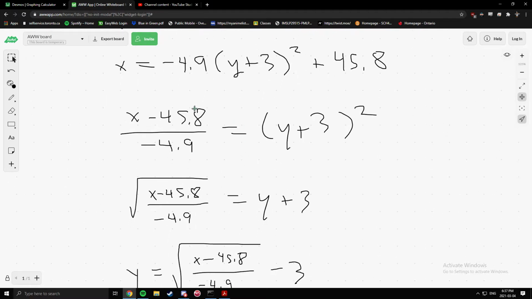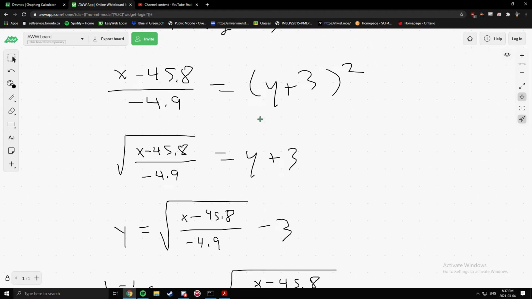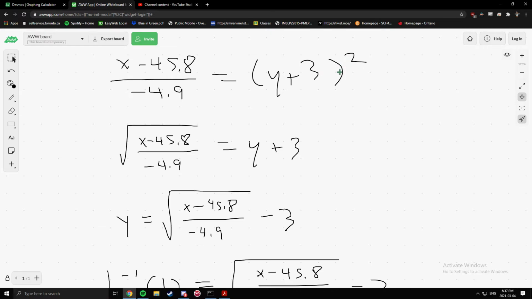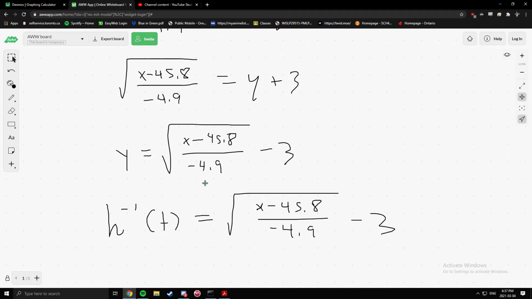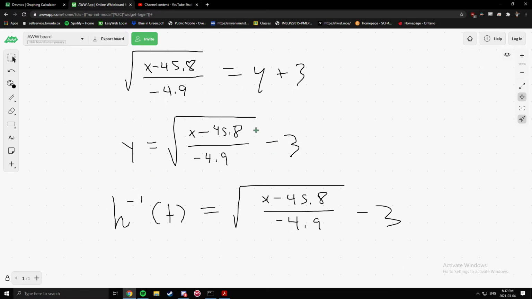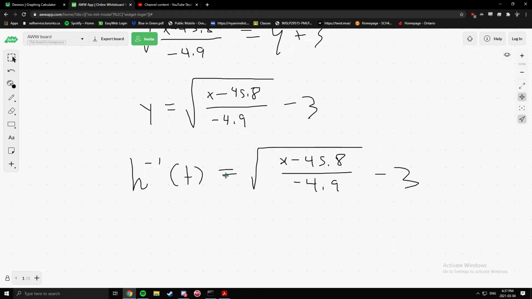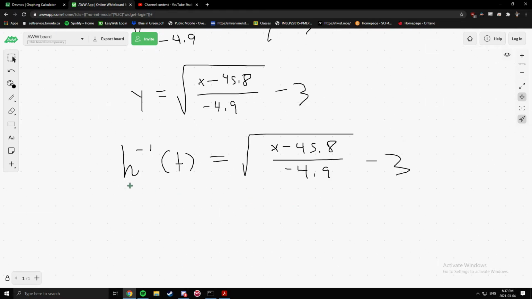So first, to solve for y, we're going to subtract 45.8 and divide by negative 4.9 on both sides. So we have this. We're going to take the root of both sides to get rid of the square. And then finally, we're going to subtract 3 from both sides. And this is our new function, the inverse function. y is equal to the root of (x minus 45.8) divided by negative 4.9, minus 3. And then we write it like so: the inverse of h of t is equal to this.